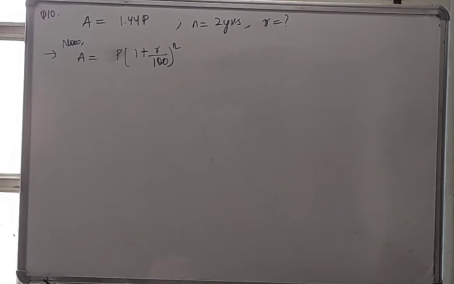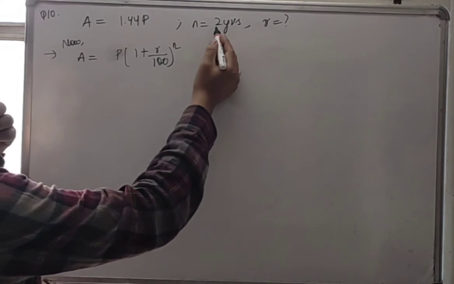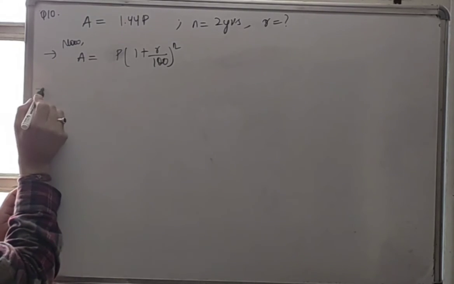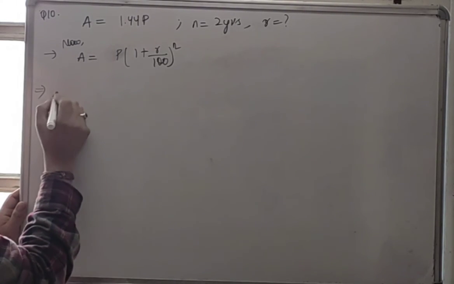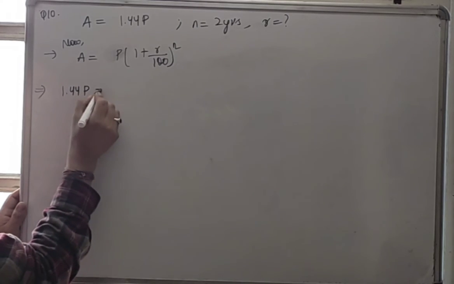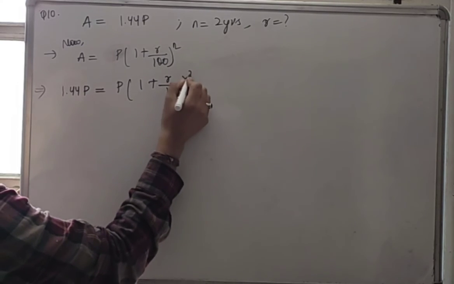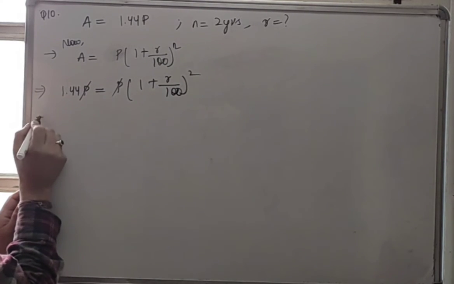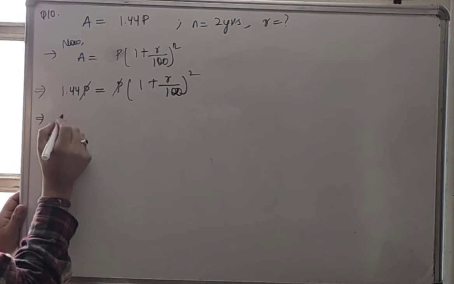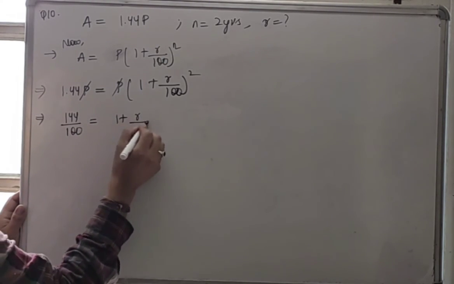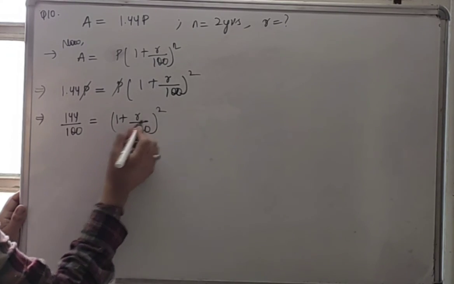So itself means amount will be 1.44 into P. Here also we need to find the rate. N equals 2 years, R we need to find. So I know amount equals this formula, and according to the question, amount equals 1.44P, which is P into (1 + R/100) to the power 2. On both the sides, P and P get cancelled out. 1.44 means 144/100, which equals (1 + R/100) to the power 2.